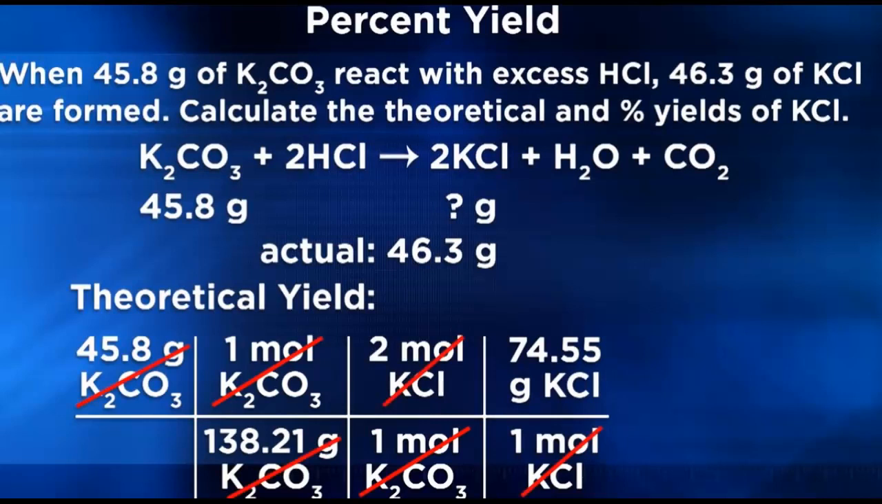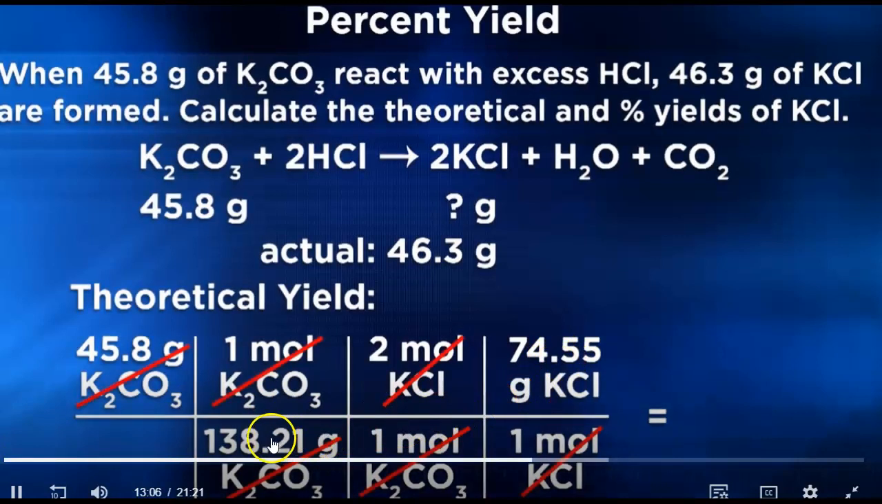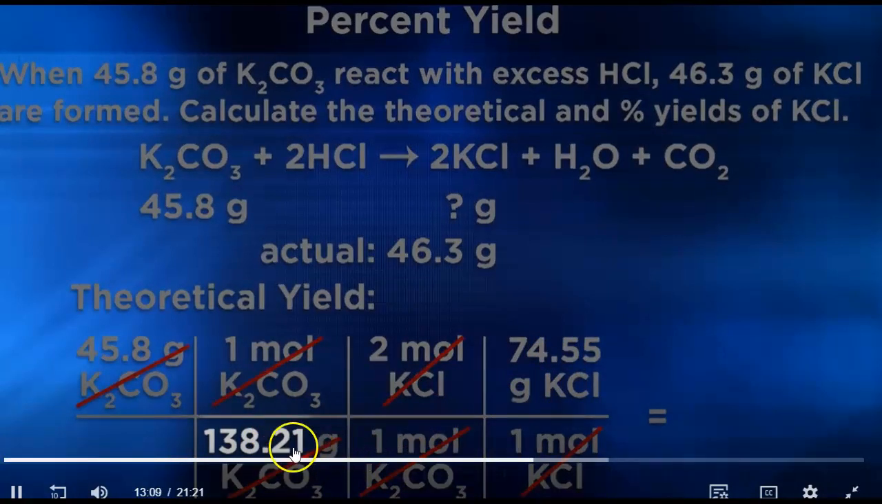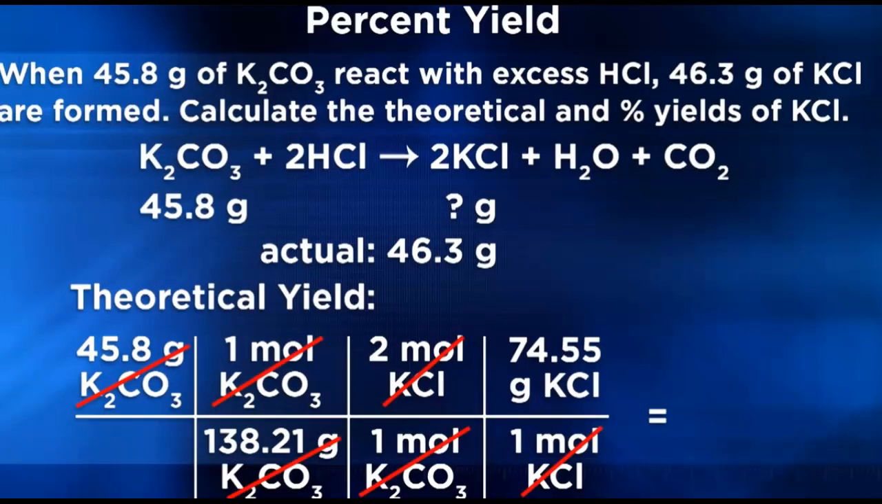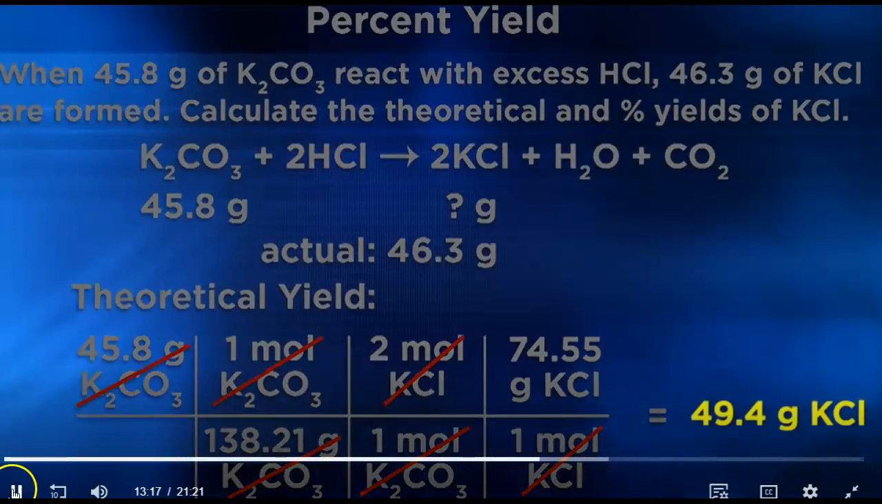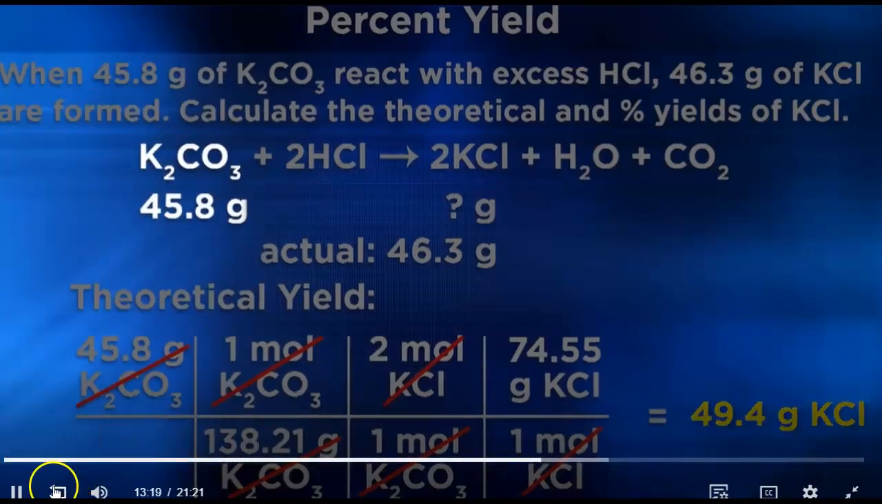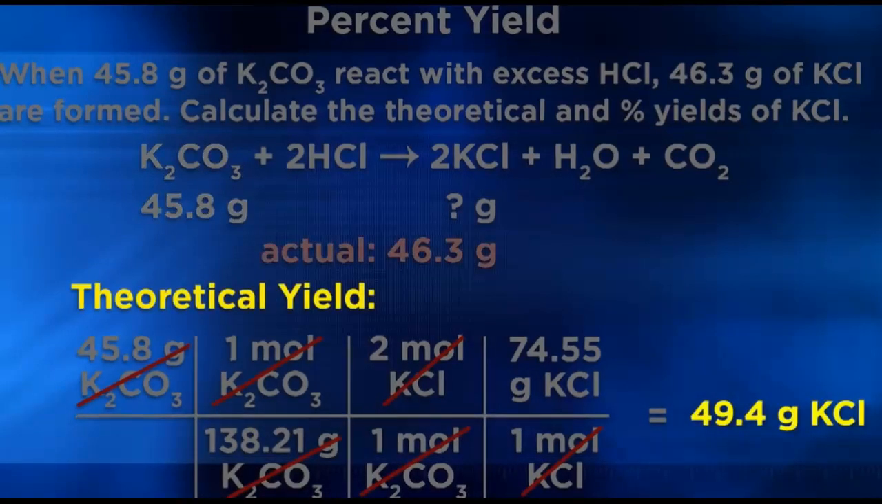We can now multiply 45.8 times 1 times 2 times 74.55, and then divide that by the product of 138.21 times 1 times 1, and we find the theoretical yield of potassium chloride is 49.4 grams, when we use 45.8 grams of potassium carbonate.